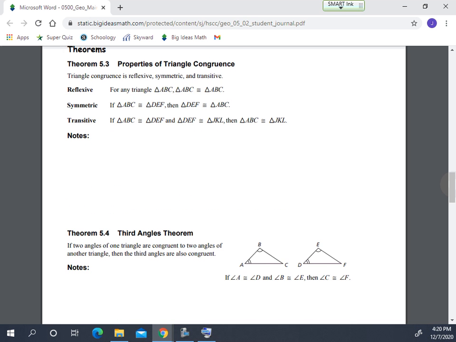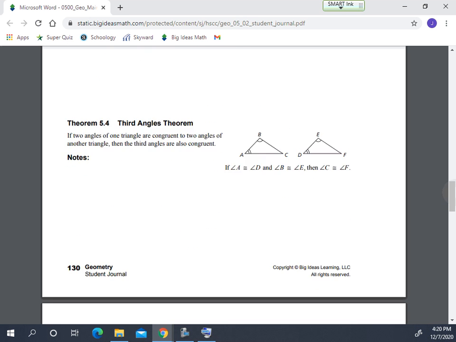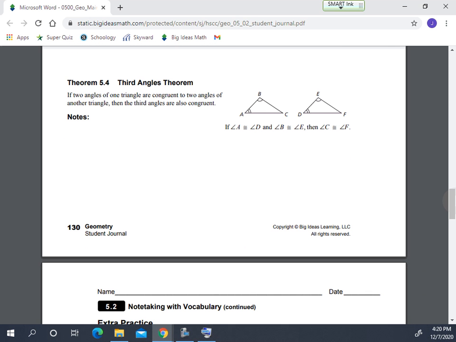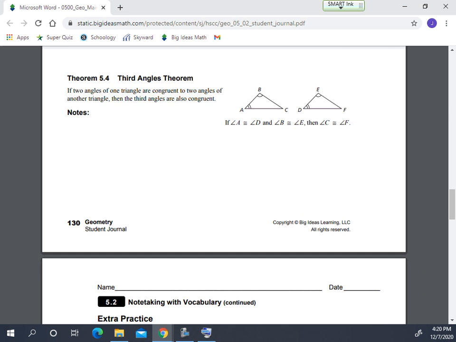You can read the theorem 5.3. 5.4, third angle theorem. This one says that if two angles of one triangle are congruent to two angles of the other triangle, okay, so in this figure, angle A is congruent to angle D, and angle B is congruent to angle E, well then we have to know, actually we do know, that angle C is congruent to angle F. We know that. Okay?